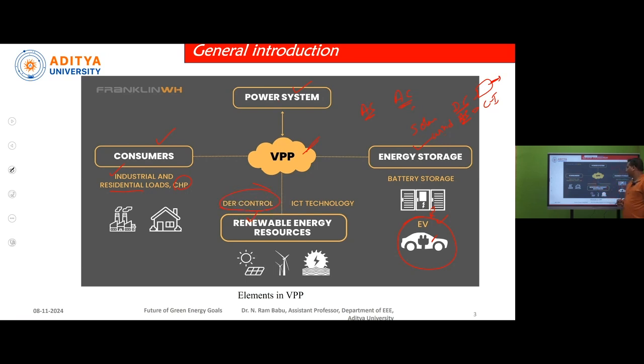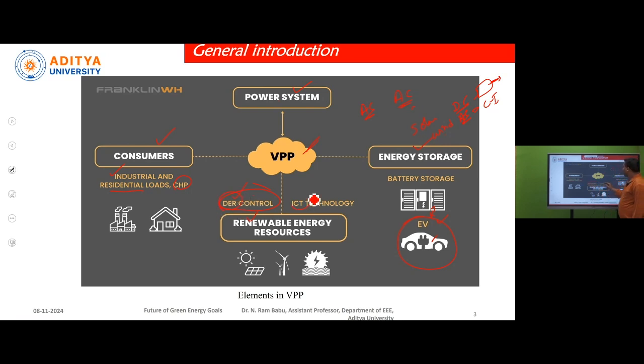Okay, and the next element is DER. DER means distributed energy resources. That means it may contain a conventional power plant and renewable power plant, whereas microgrids also come under this. Some examples of distributed energy resources are thermal power plants, wind turbine systems, solar power plants, biogas, biothermal, hydel, and tidal systems, ocean thermal energy conversion. All this comes under distributed energy resources, and the power generated by them will be controlled with the ICT control system.